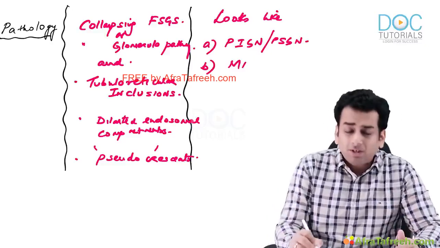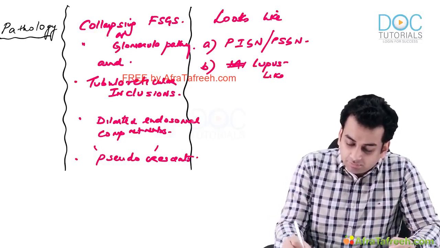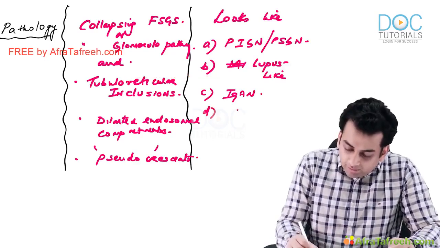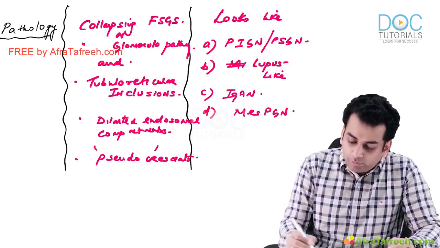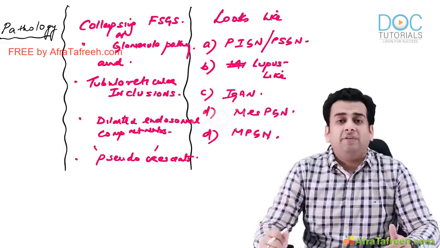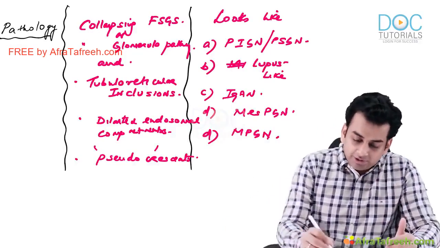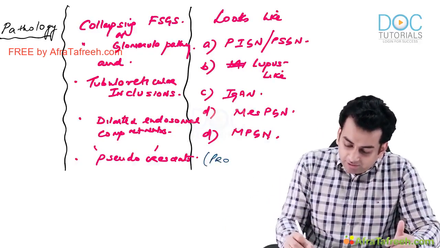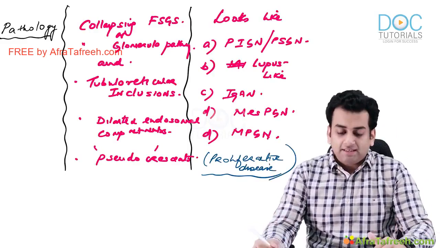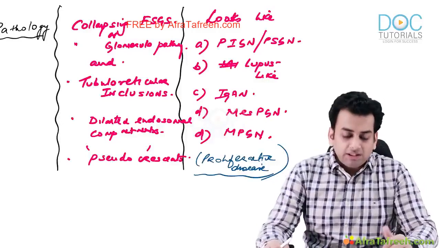You can find the pattern of a lupus-like picture. You can find an IgA nephropathy-like picture. You can find a mesangial-proliferative glomerulonephritis-like picture, or even a membranoproliferative glomerulonephritis-like picture. So you usually get a proliferative disease, just like PSGN, IgA nephropathy, MPGN, or mesangial-proliferative glomerulonephritis, or even lupus-like.